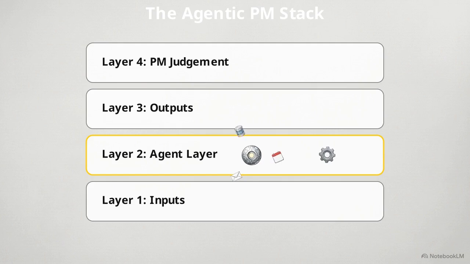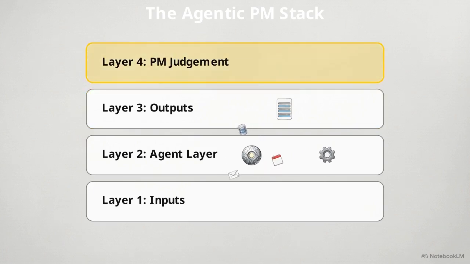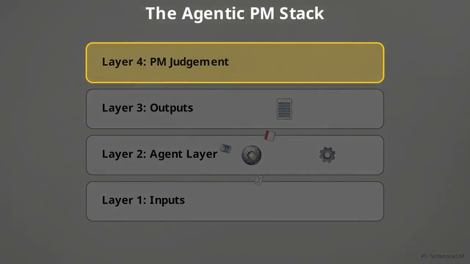Next is Layer 2, the agent layer. Here, a large language model acts as a reasoning engine to process that raw data, using tools and memory to figure out the steps. Layer 3 represents the outputs. These are the raw, generated deliverables, like the target PRD we are building today. Finally, Layer 4 is PM judgment. This is the strictly human layer where you validate the strategy and ensure the output aligns with your business goals.